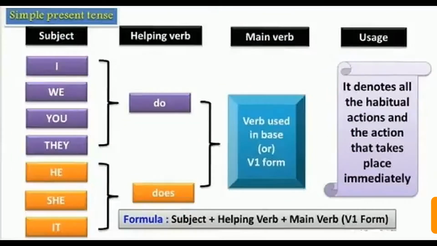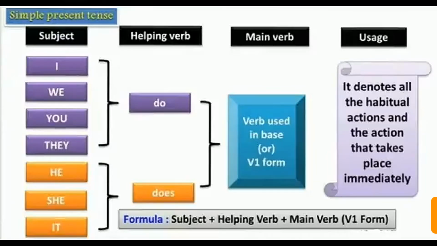When the subject is I, we, you or they, then the helping verb do will be there, and if the subject is he, she and it or any name in place of them, then the helping verb does will be there. After this the main verb will be used, and the first form of that main verb will be used.